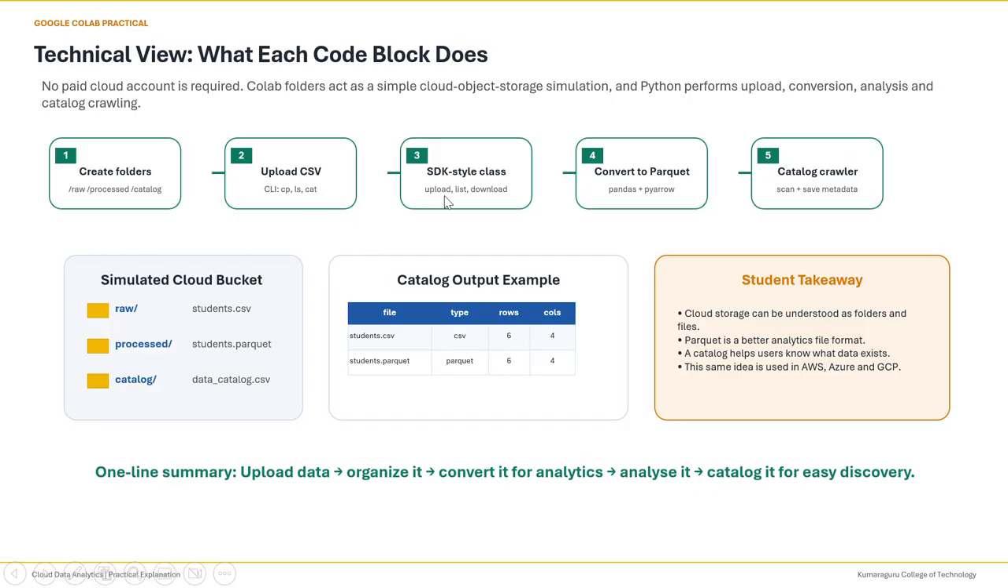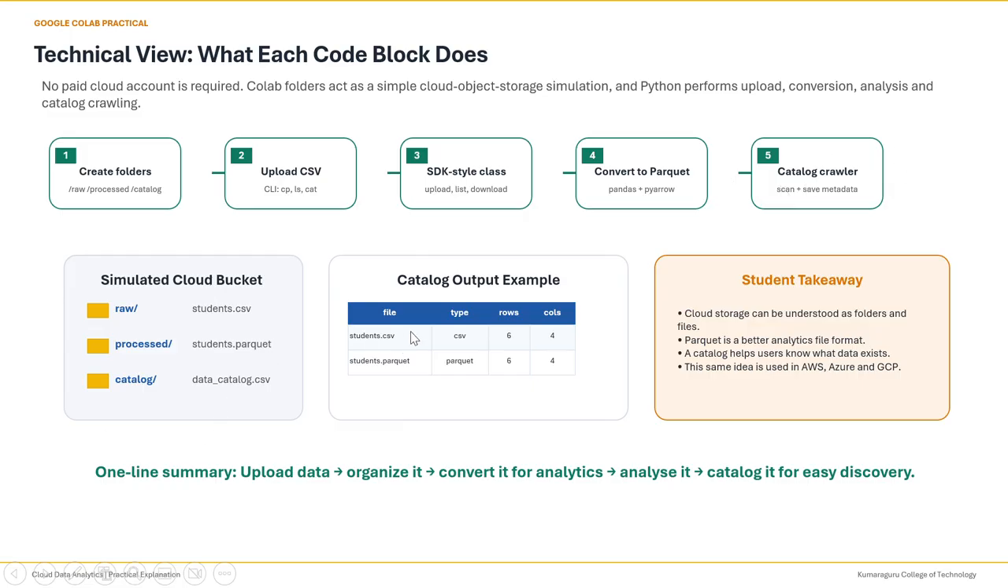Okay, and I'll be setting the environment so that I'll be able to use these commands for operating between my files. And next to which I do have an SDK style class. So I'll be trying to install certain other privileges so that it completely becomes like a software development kit style, so that I can upload, list, and download as required. And with the help of your Pandas and PyArrow, I'll be converting that CSV file into a Parquet file, and using your scan and save metadata, I'll be performing my catalog crawler.